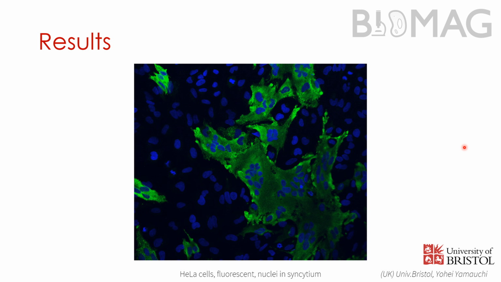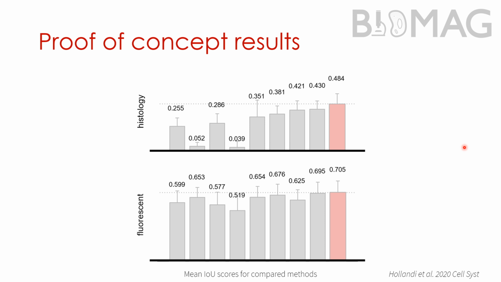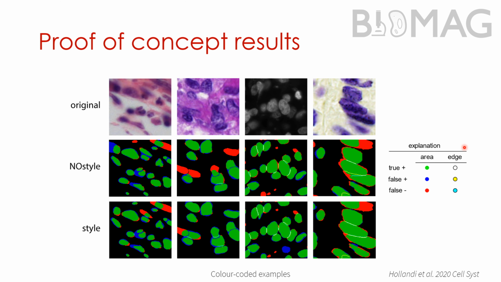And we did quite well there as well. For the paper, naturally, we performed proof of concept experiments on both histology and fluorescent image sets, and found that our method performs better than the others. But let's see a more interesting example here.